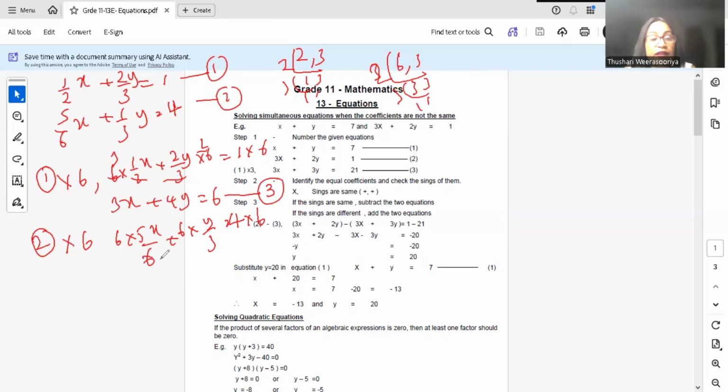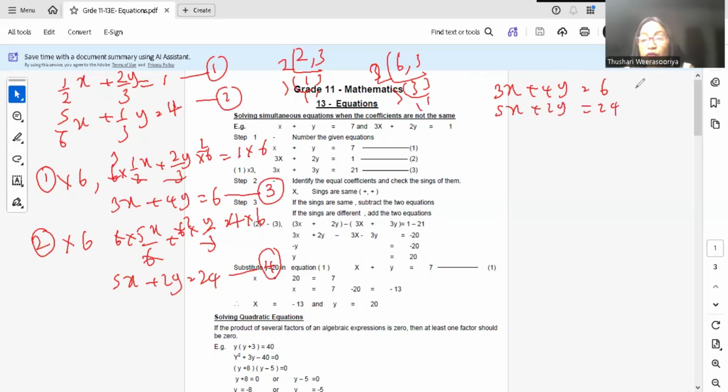Right. Then what will happen? Cancel these two, 5x. This into this plus 2y equals 24. There you get another equation. Right? I cleaned the fractions. Now we get two new equations, that is 3x plus 4y equals 6 and 5x plus 2y equals 24. The first equation, second one, sorry, third equation. Sorry, that is the fourth one.